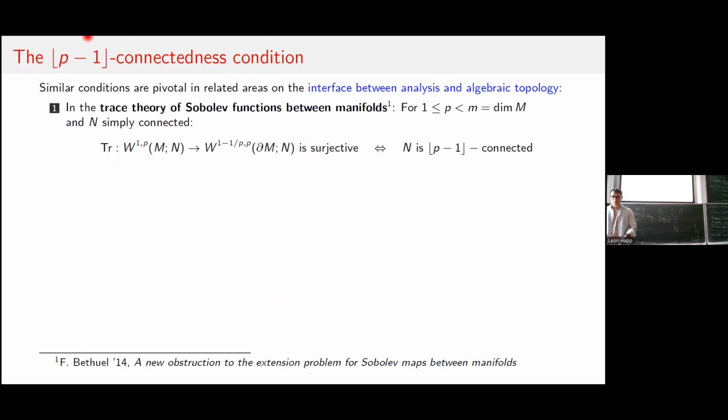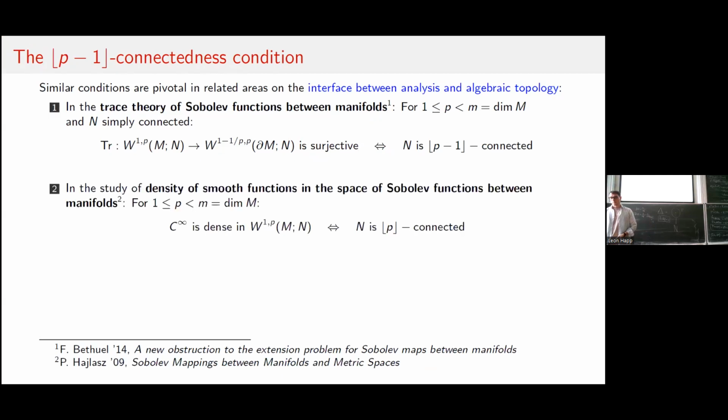I'll come back to this later, when, as I already alluded to, I will study in more detail the connection to this problem of the surjectivity of the trace operator. Okay. Then also in the study of the density of smooth functions in the space of Sobolev functions between manifolds, you have a similar result. So C infinity is dense in W^{1,p} if and only if n is p connected now. So not p minus 1, but p connected. But if you look into the proofs, the arguments are basically the same. So you can also find the condition there.